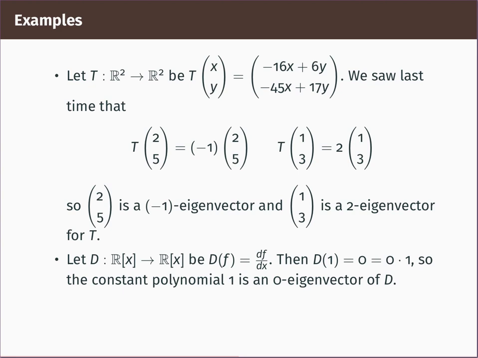And you can also check that T of (1, 3) is 2 times (1, 3), so it's (2, 6). So that means the vector (1, 3) is a 2 eigenvector for T. And it's easy also to see that any non-zero multiple of the vector (2, 5) would again be a minus 1 eigenvector, and any non-zero multiple of (1, 3) would again be a 2 eigenvector for T. For example, let's say if we multiply this by minus 1, minus 2, minus 5, that would be again an eigenvector for T with eigenvalue minus 1.